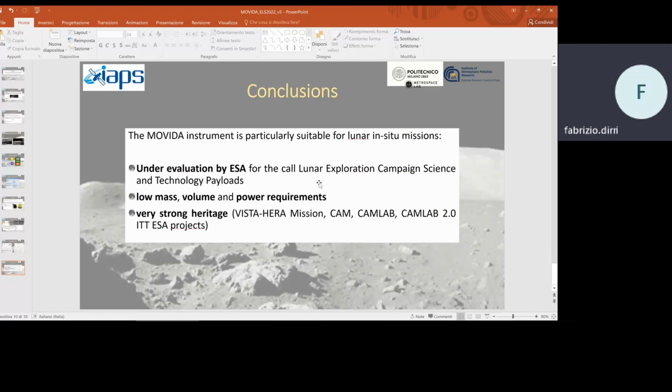So the conclusion: the MOVIDA instrument is suitable for lunar in situ missions, and it mainly has low mass, volume, and power requirements. It is composed of 2 different sensor heads for 2 different aims, and it is under evaluation by ESA for the lunar exploration campaign science. It has a very strong heritage coming from the Hera mission, 3 technological projects of ESA, ITT, and also the next Chinese mission, Zhenghe. Thank you. That's all from my side.